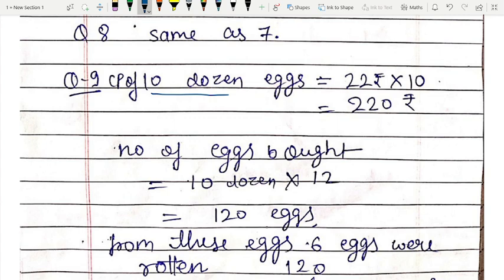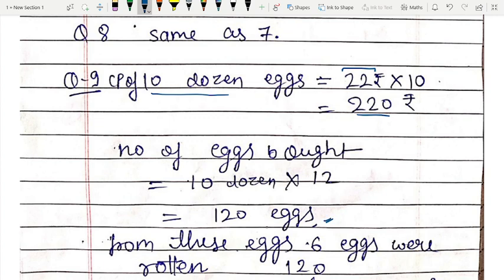Because it is 25 rupees per dozen, for 10 dozen we can multiply, and we will get 220 rupees for 10 dozen eggs. We need to pay this much amount, so the cost price is 220. Now, how many eggs were bought? 10 dozen. 10 dozen means the number of eggs is multiplied by 12. In 1 dozen there are 12, so 12 multiplied by 10, that is 120 eggs in total.